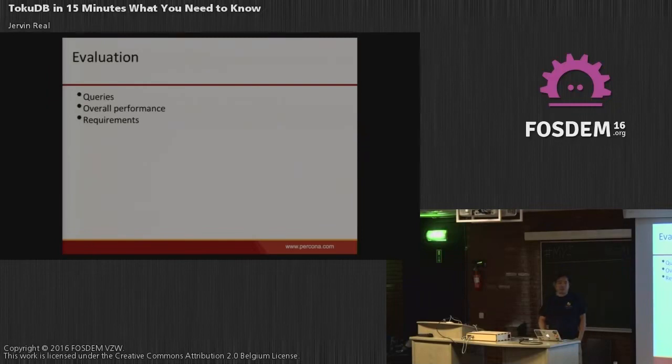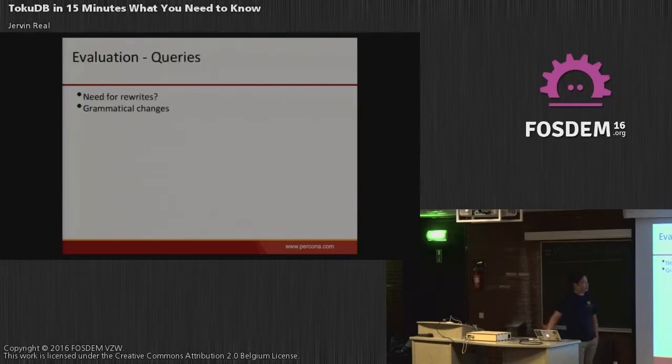So the first three things that you would need to focus on when evaluating any technology, or in this case Tokudb, are your queries, your overall performance, and the requirements for running Tokudb in production successfully. I believe queries, overall performance, and requirements for both hardware and software are the very, very basic things before actually touching or even downloading the binaries and getting your hands dirty with Tokudb.